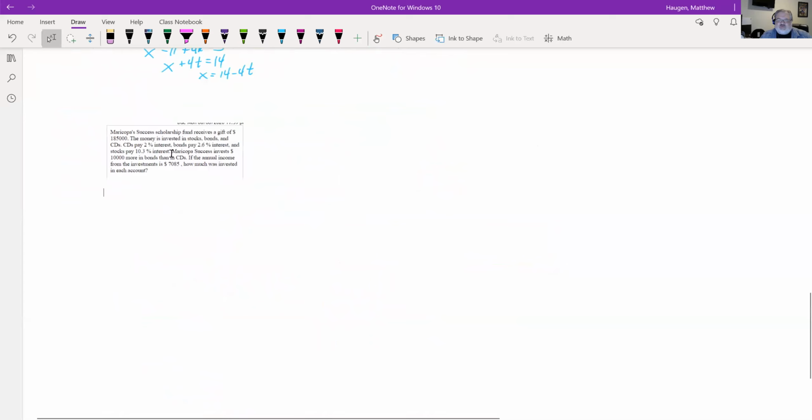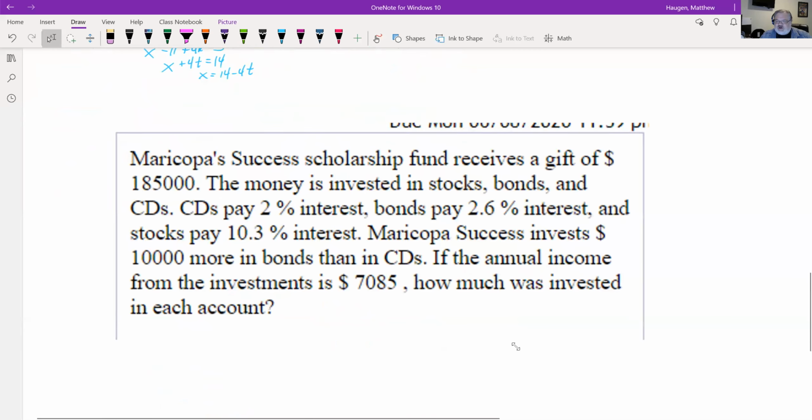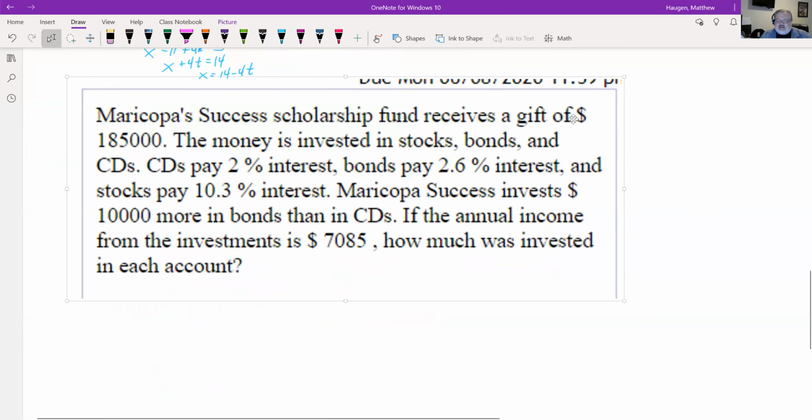So just to glance at one before I send you guys off, they do tend to be a little intimidating because there's a lot of information in them. But we receive a gift of so much money. So we're going to have a total money equation. So we got to figure out what that equation is. The money's invested in stocks, bonds, and CDs.